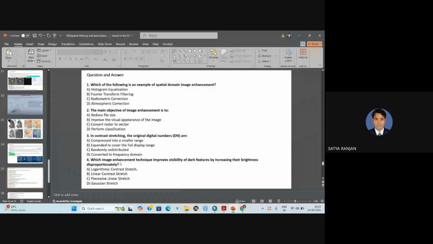In the previous class and today's class, we'll discuss all these questions, which may be asked in the exam. Which of the following is an example of spatial domain image enhancement? Out of these four: histogram equalization, Fourier transformation filtering, radiometric correction, and atmospheric correction, which is the image enhancement technique? Out of these, histogram equalization is the right answer.